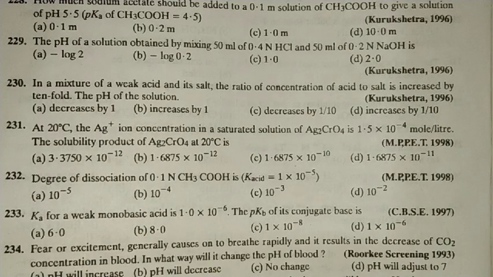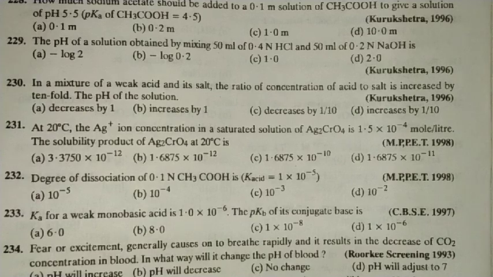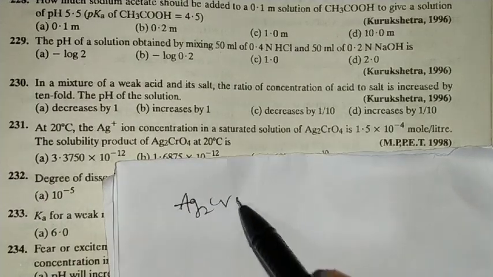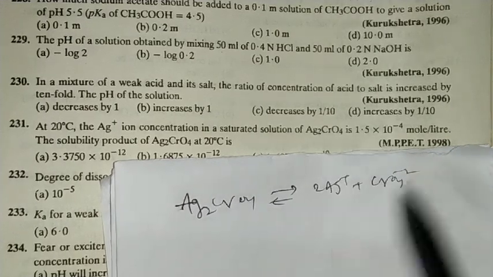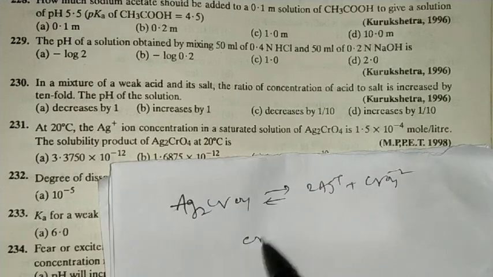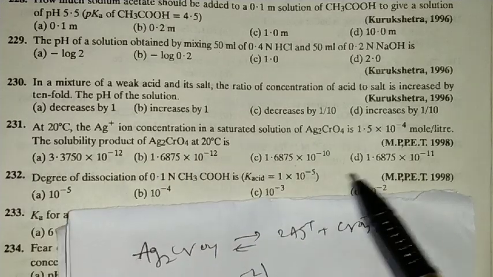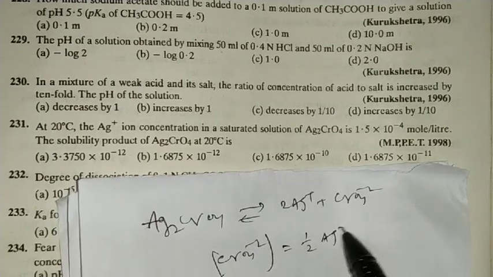Now look at the question number 231. At 20 degrees centigrade, the Ag plus concentration in saturated solution of Ag2CrO4 is 1.5 into 10 power minus 4 mole per liter. The solubility product of Ag2CrO4 at 20 degrees centigrade is... So Ag2CrO4, if it is splitting into atoms, what will we get here? 2Ag plus and CrO4 minus 2. So here, is the concentration of CrO4 minus 2 given in the question or not? Ag plus concentration is given, but CrO4 minus 2 is not given.